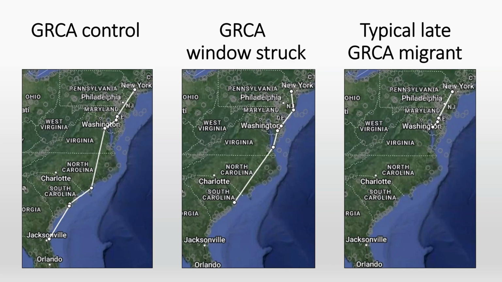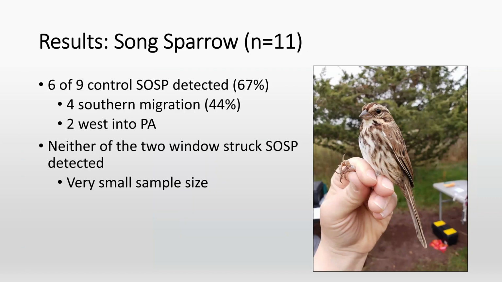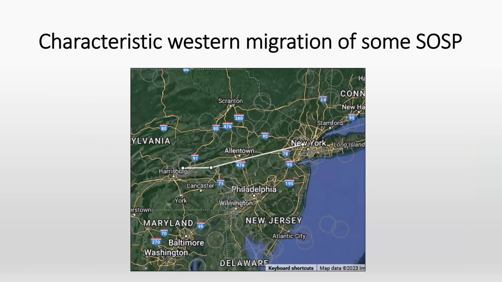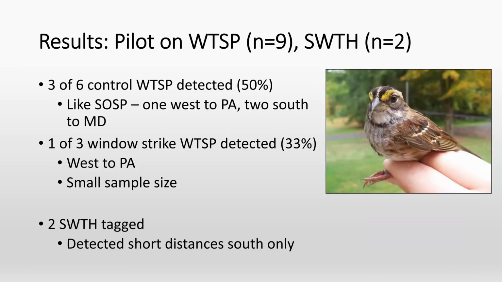With the song sparrows, I couldn't really do it because we wound up only having 2 birds that had long-term injuries. I did tag them, did not detect either one. Again, super small sample size. I will mention that we do see sparrows, especially, moving inland for migration instead of south. I found that a lot in the previous 2 years as well. About half the song sparrows go west, not south. So that kind of looks like this, and we see that with a lot of song sparrows. That's just to say it's normal.